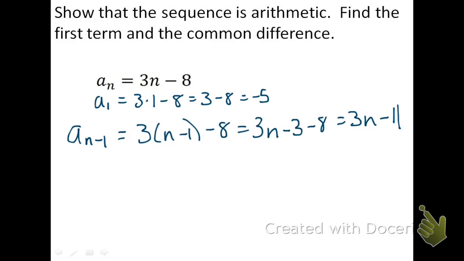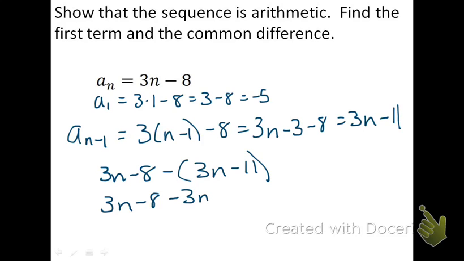Okay, so what do we do with this now? If a sub n is 3n minus 8, and a sub n minus 1 is 3n minus 11, to find our common difference, we can just subtract, because our common difference is the term minus the term before it. So we have 3n minus 8 minus the quantity 3n minus 11, which is 3n minus 8 minus 3n plus 11. 3n minus 3n is 0, so we have negative 8 plus 11, which is 3. So our common difference is 3.